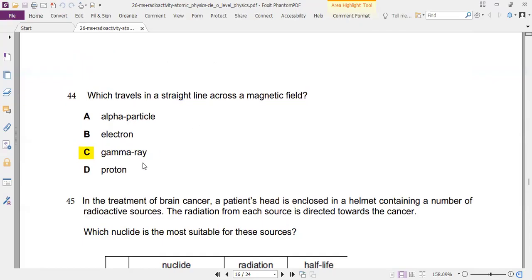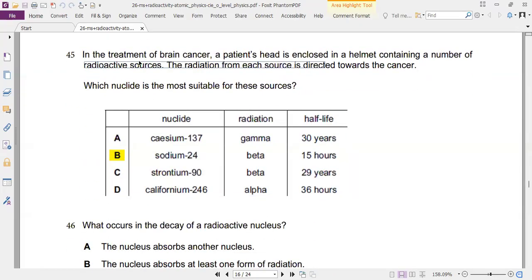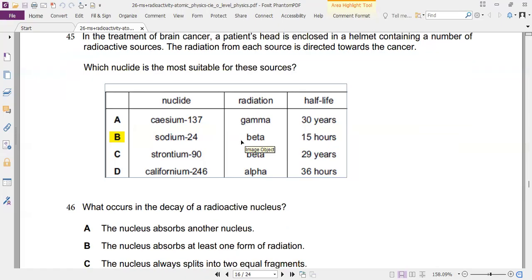Travel in a straight line is gamma rays. A brain cancer patient should get a beta source because beta is a very good source for attacking the cancer cells, and it shouldn't have a very long half-life because you don't want to have it there for a long time, as it can also cause cell mutation. We can't use alpha, alpha can't even go there, and we can't use gamma because gamma penetrates and it might actually cause further cancer.